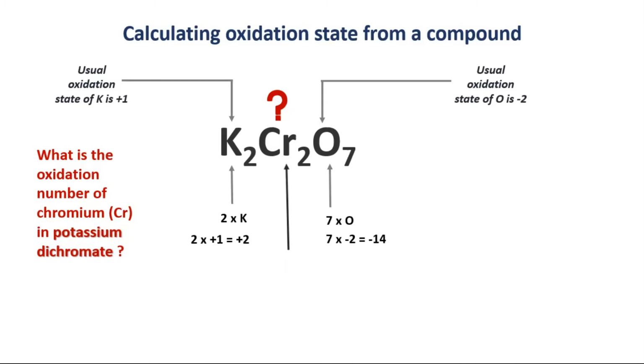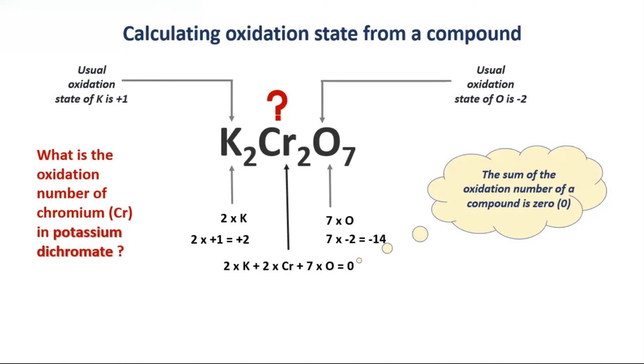As for chromium, we need to calculate it. We know the sum of the oxidation numbers of a compound would be 0. So using this law, we can establish a mathematical equation. By solving the equation, we get the oxidation state of chromium, which is +6.